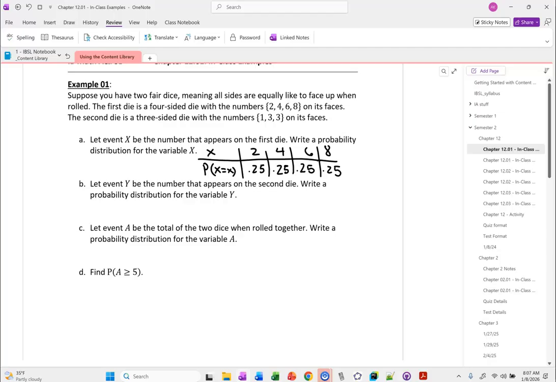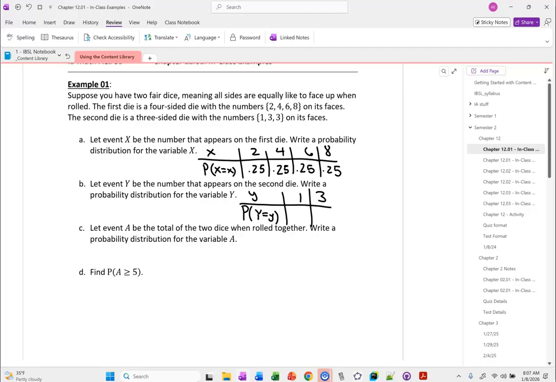Write a probability distribution for the variable y. So what are the different outcomes for the variable y? What are the different values that y can take? 1 and 3. Good. How many different ways can 1 happen? How many different ways can 3 happen? 2. So what's the probability of 1?